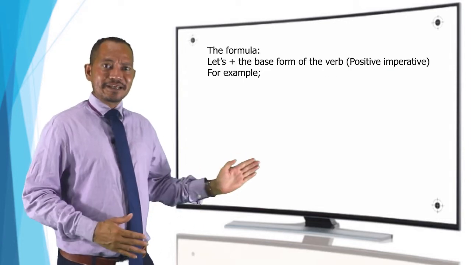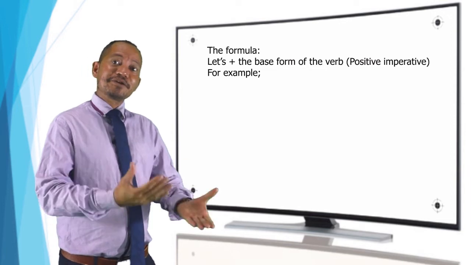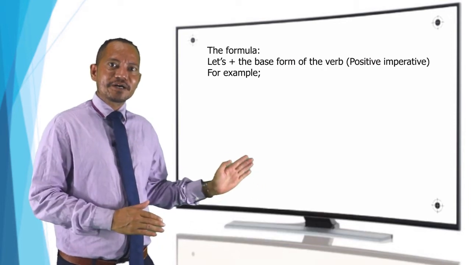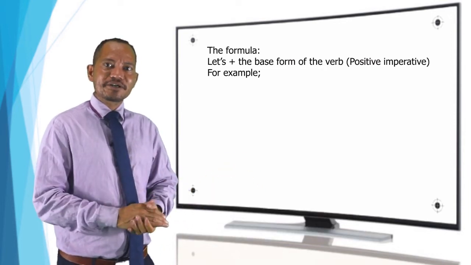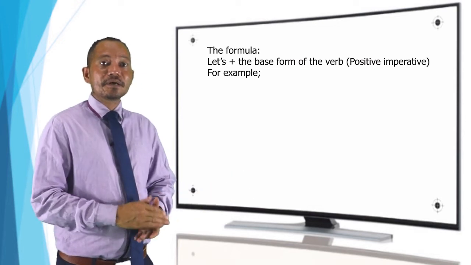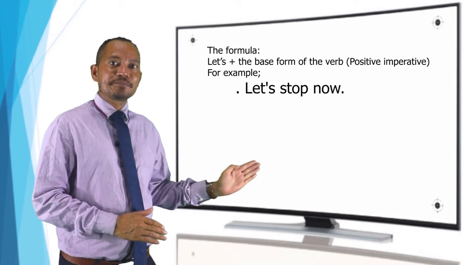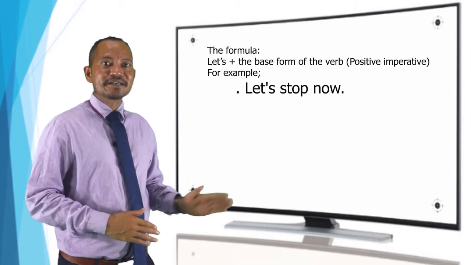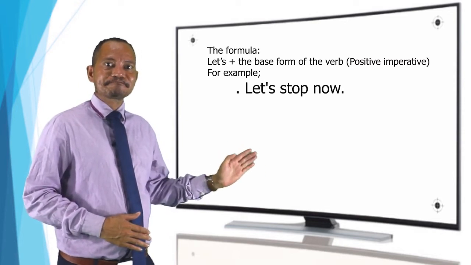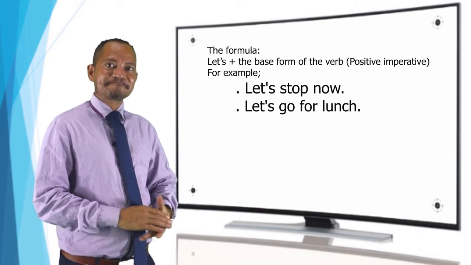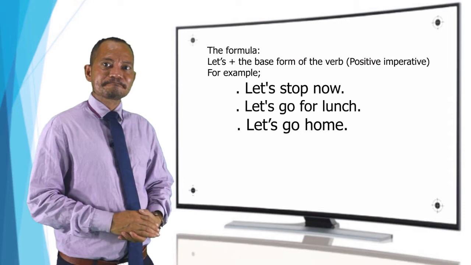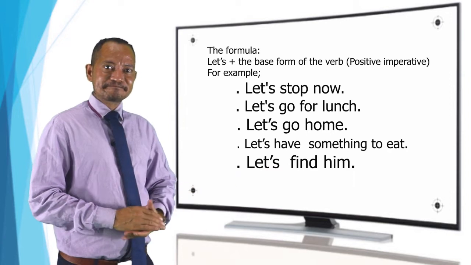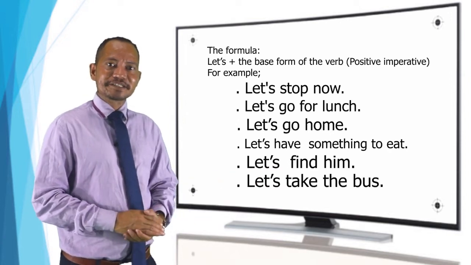We can also use let before the base form of the verb if we are including ourselves in the imperatives. Please refer to this formula on how we form a positive imperative form with let. In the formula, we have let followed by the base form of the verb, as shown in these examples. I would say, let's stop now. Let's go for lunch. Let's go home. Let's have something to eat. Let's find him. Let's take the bus, etc.